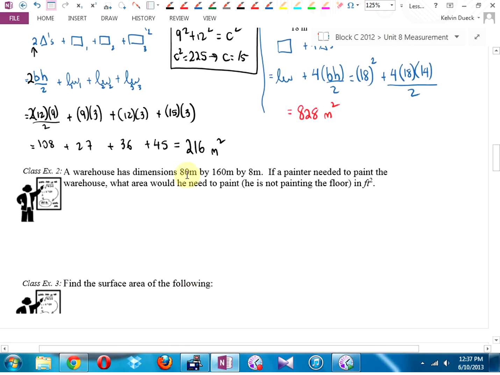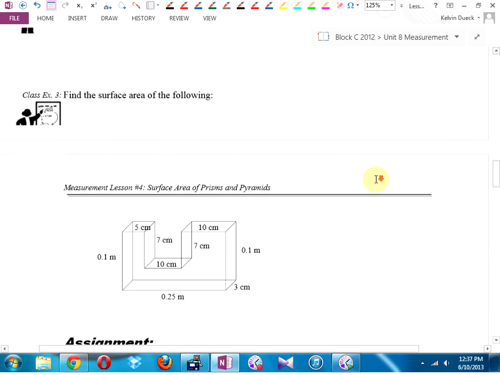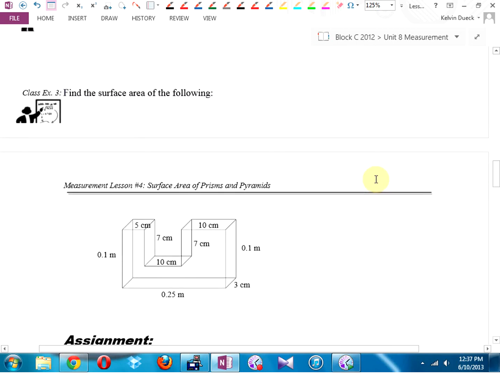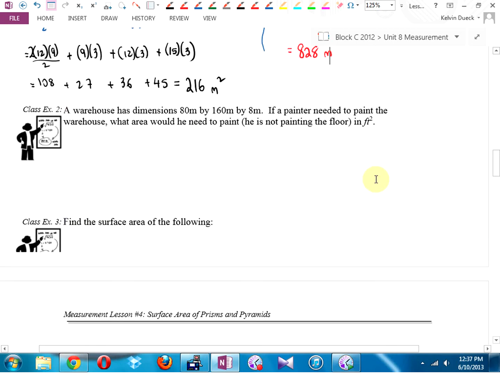It says a warehouse has dimensions 80 meters by 60 meters by 8 meters. If a painter needed to paint the warehouse, what area would he need to paint? He's not painting the floor. In feet squared. We'll try this one. Trying to get through 2 lessons today. We'll see.